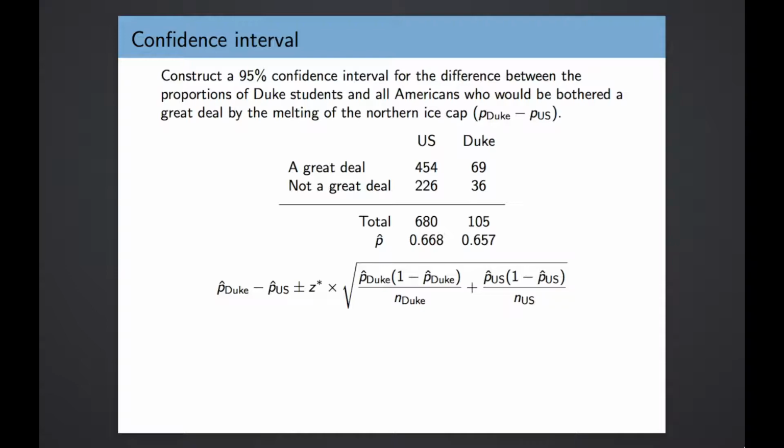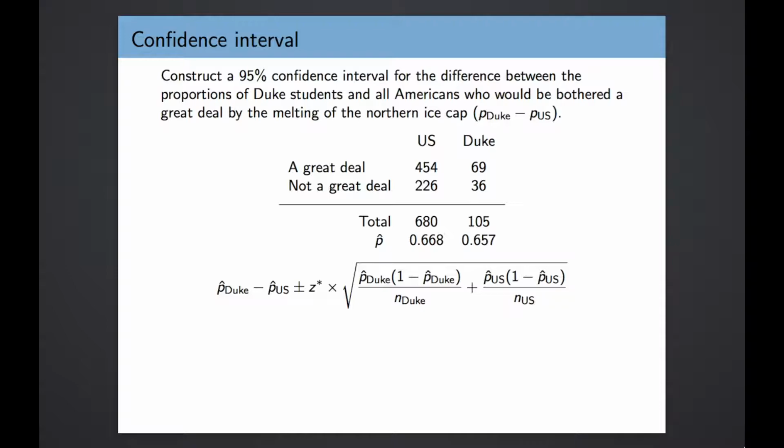So the first thing that we need to do is separate out our response categories into just two options: the people who responded that they would be bothered a great deal, and then a pooled category of all of the other responses. So you can see that in this data table here, as well as the totals in each of those samples, as well as the p-hat estimate, so the estimate for the sample proportions for each of those samples in the bottom row there.